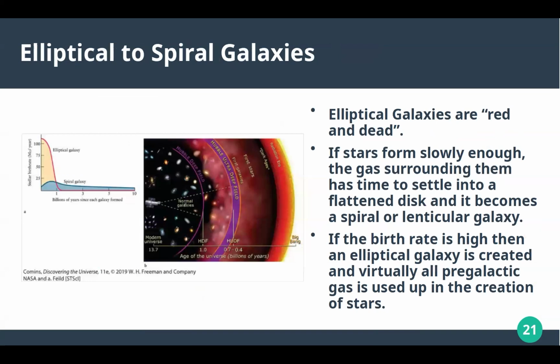If stars form slowly enough, the gas surrounding them has time to settle into a flat disk, and it becomes a spiral or lenticular galaxy, meaning that these spiral and lenticular galaxies become more common as the universe calms down, and we see here that elliptical galaxies were very common initially, and spiral galaxies are now. And if the birth rate is high, then an elliptical galaxy is created, and virtually all pregalactic gas is used up in the creation of stars.